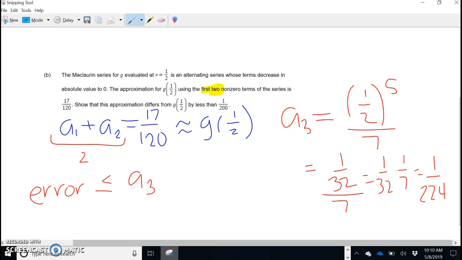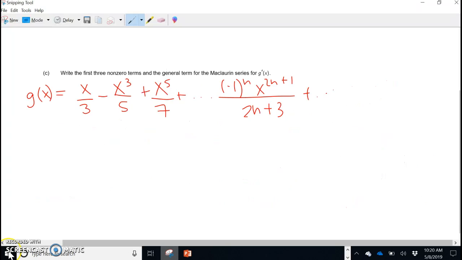I hope you trust me, but that's 1/224, which is awesome because that number, 1/224, is less than 1/200. So by showing the computation of the third term, we are proving that our approximation differs by less than 1/200. Kind of neat and deceivingly easy for something like this. So interesting to make a note about that.